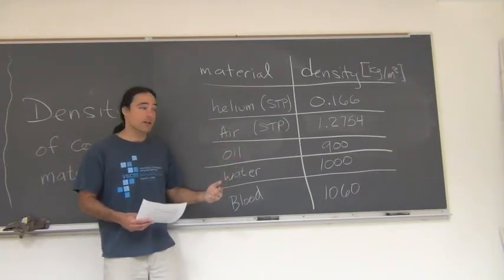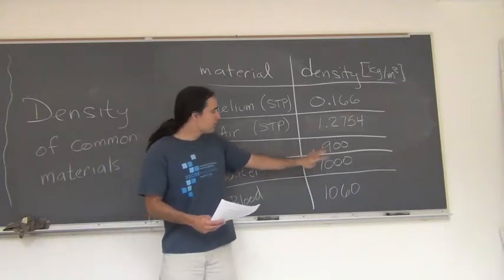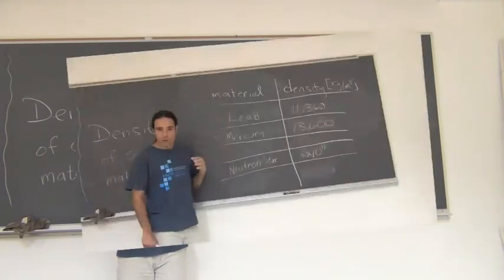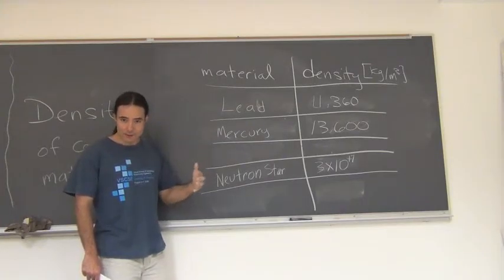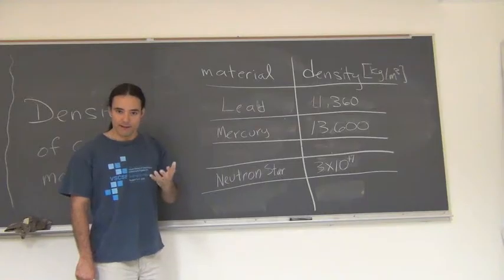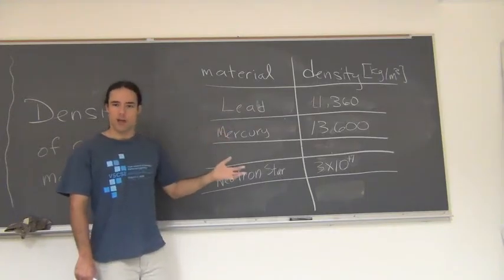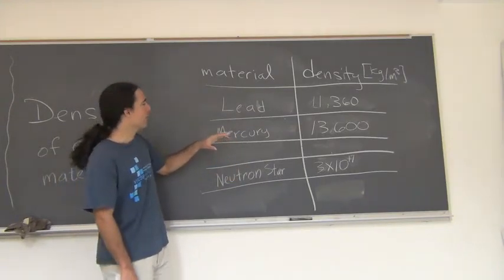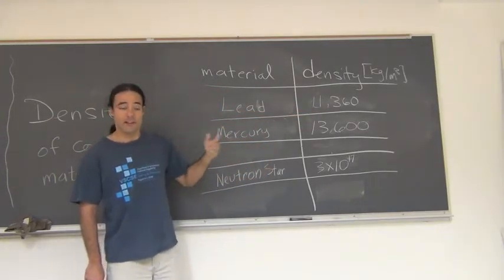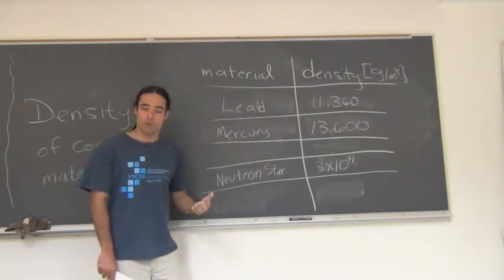We could go on to other materials. I've only put a small list of things here, mostly either gases or liquids. We could also consider denser materials. So for example, lead is usually thought of as being a very dense material. It can stop Superman from seeing through it, so it's got that going on for it. But it's very dense. Its density is roughly 11,000 kilograms per meter cubed.